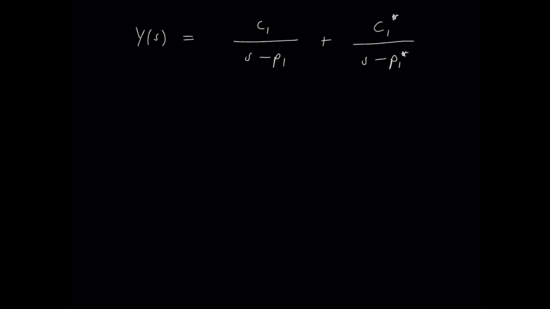So we have C1, a complex number, and P1, a complex number, and S, complex frequency. So when I say C1 star, what I mean is the conjugate of C1. And when I say the conjugate of C1, if C1 is equal to A plus JB, then C1 star is A minus JB.